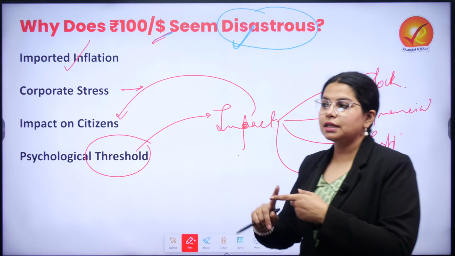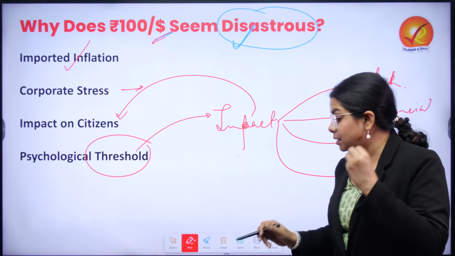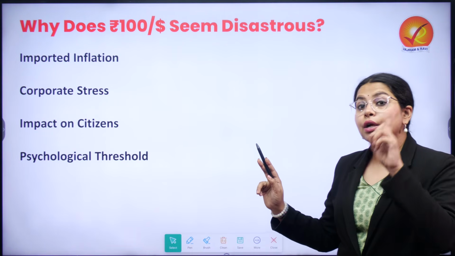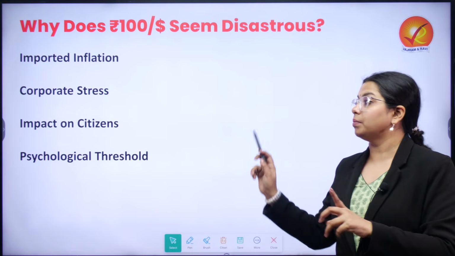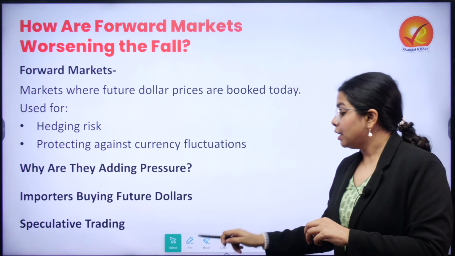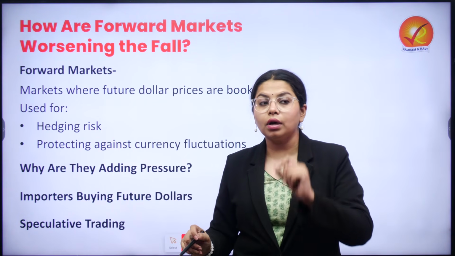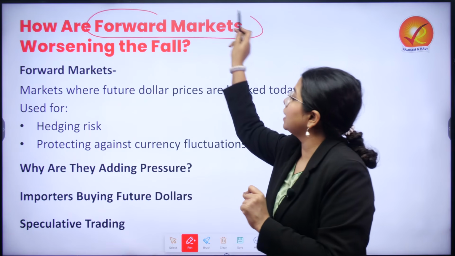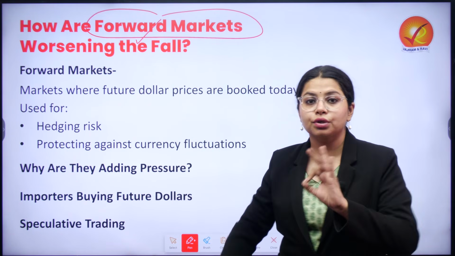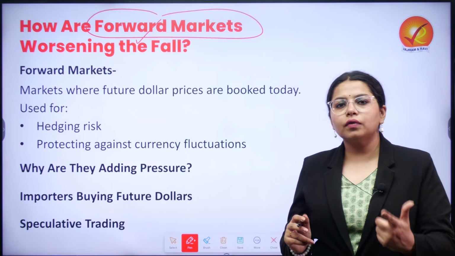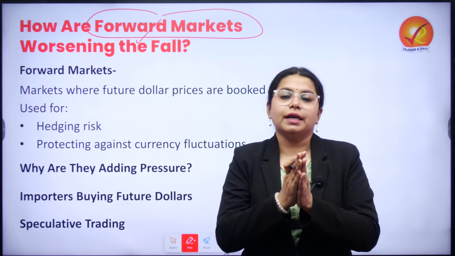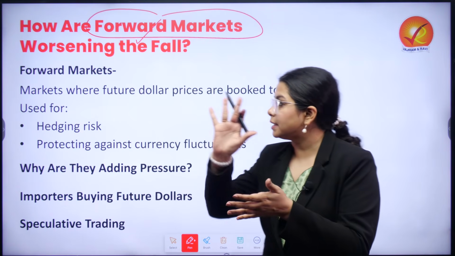Now we have established why this mark is dangerous, why it seems disastrous. Now let us move to understand another very important factor which has been pointed out by researchers and analysts, that forward markets are already further contributing to what? To the free fall that we are seeing, and this contribution is not positive. What are forward markets? Forward markets are basically where forward is traded. What is forward? Let us understand that.